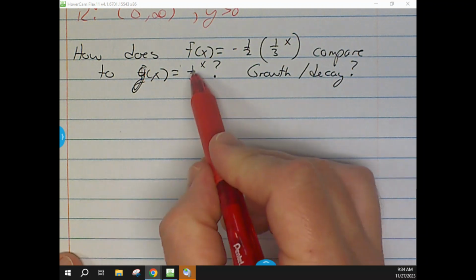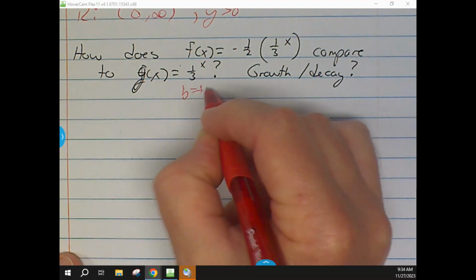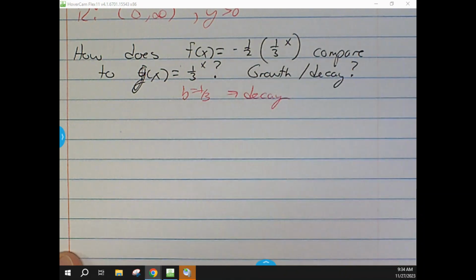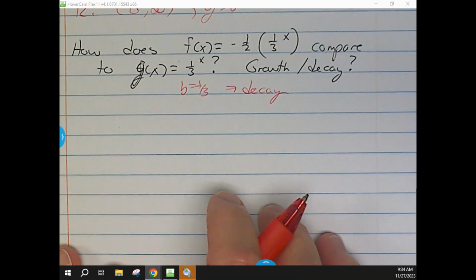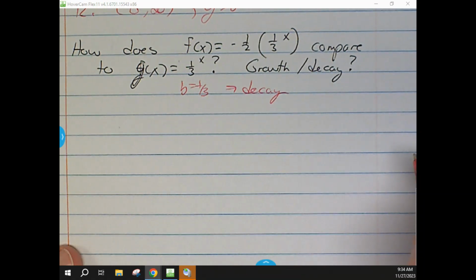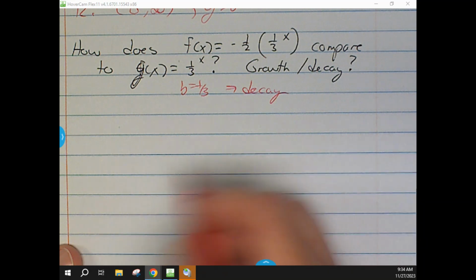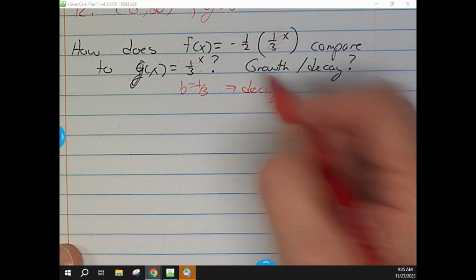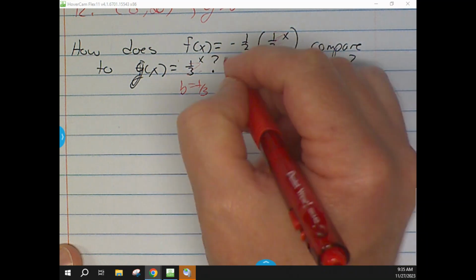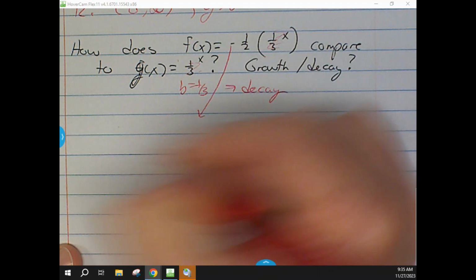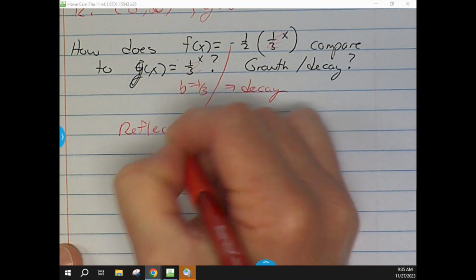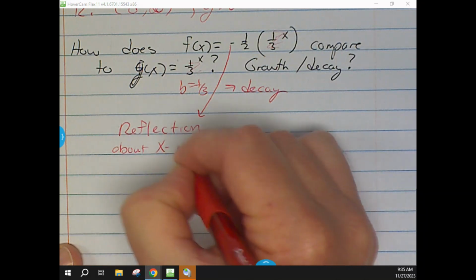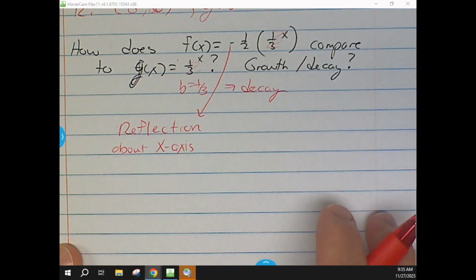Okay, so first thing, in this case your base is 1/3, so that means this is a decay. That takes care of that part here. Now we've got to worry about the negative 1/2. The negative that's here means it's a reflection about the x-axis.